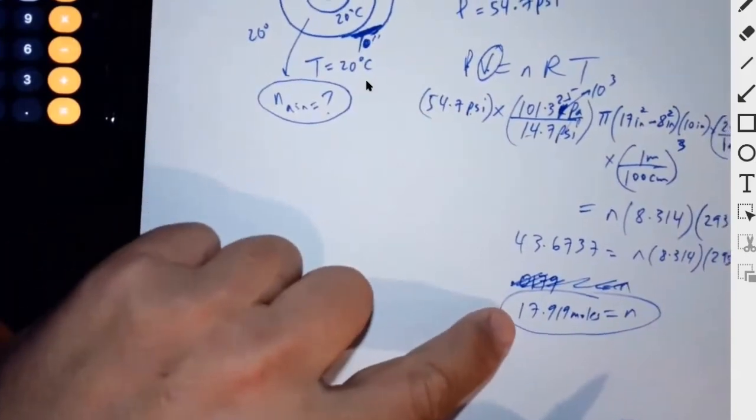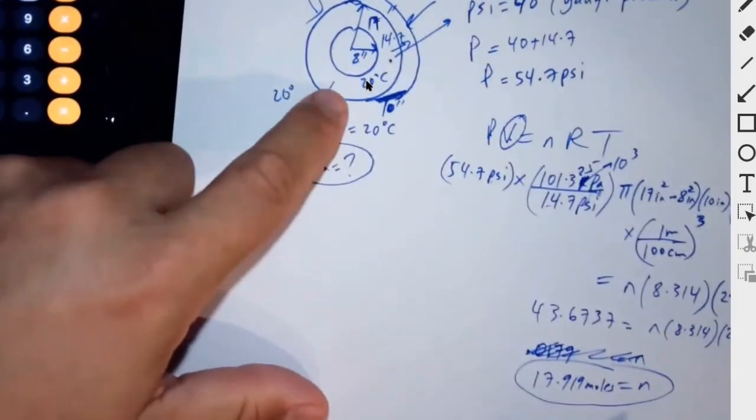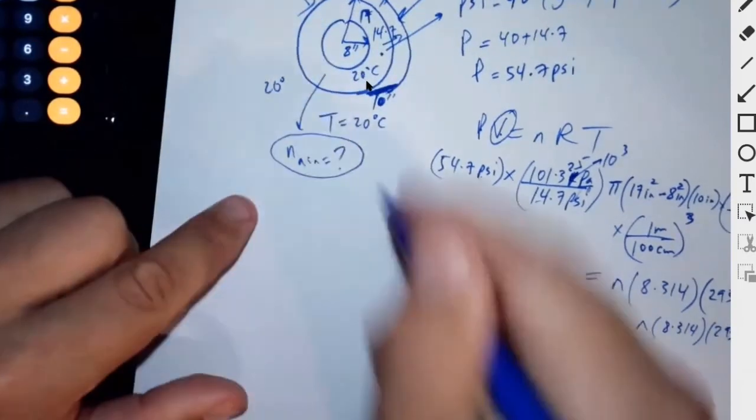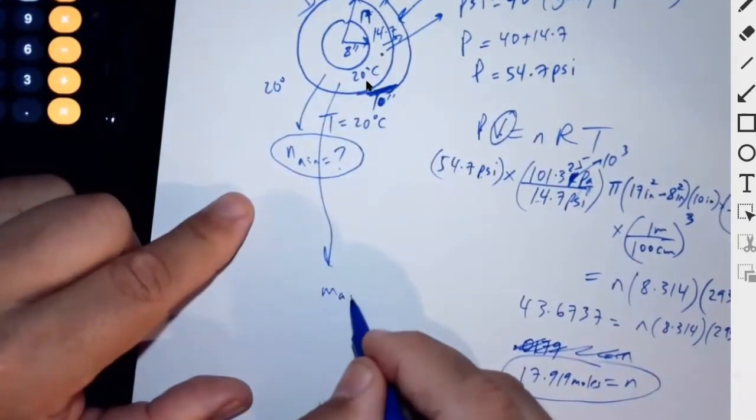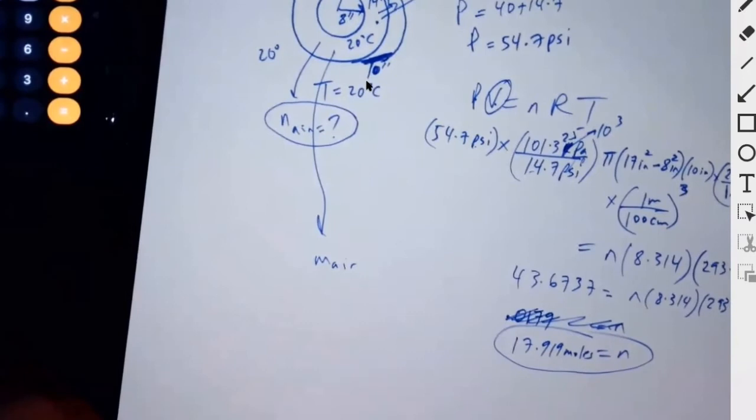Okay, so if the problem wanted me to calculate the number of moles of air in the tire, I could stop there. But if they wanted to calculate the mass of the air in the tire, what would I do? Then I would look at the molar mass of air.